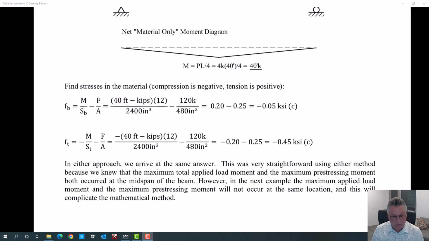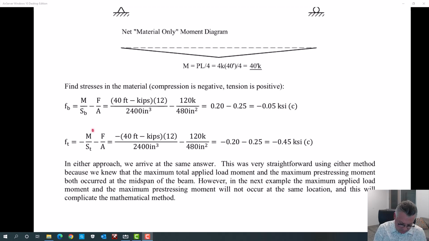All I care now is that I've got a net 40 foot kips of load, and that net 40 foot kips of load creates tension on the bottom. I've drawn this moment diagram to the tension side. So I know tension's on the bottom, it's below this line. Minus F over A. And lo and behold, I get exactly the same answer. I get that same 50 psi in compression at the bottom of the beam.